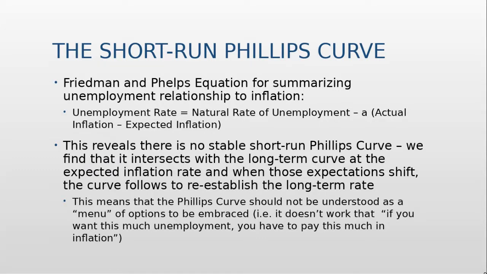Now, this equation reveals there's no stable short-run Phillips curve. We find that it intersects with the long-run curve at the expected inflation rate, and when those expectations shift, the curve follows to reestablish the long-term rate.